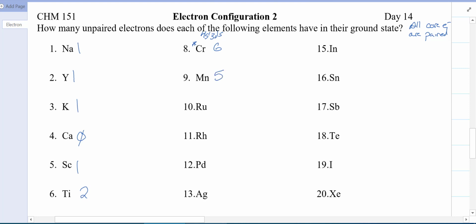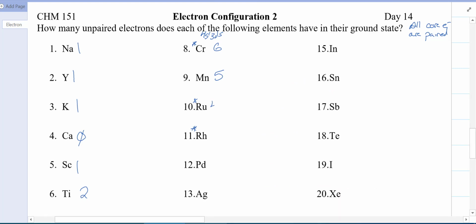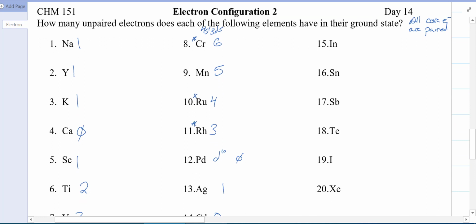Manganese has 5. Now these two are special, and I'm just giving them to you. You will never be asked this on a test. 6 and 5. Palladium, D10, 0. Silver, 1. Cadmium, 0. The ones that kind of make sense that maybe would ever show up, indium would have P1, P2, P3, and so on. That makes sense because as the p orbitals fill, it goes 1, 2, 3, 2, 1, 0.